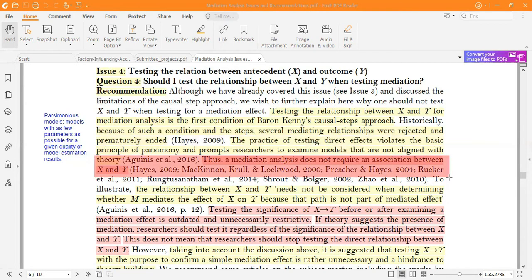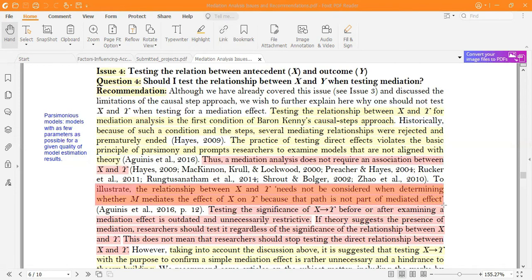Now, it's a new thought, right? It means that nowadays it's not necessary that there should be a significant relationship between the X and Y. If there is no relationship, no problem. For example, to illustrate, here it is written that the relationship between the X and Y need not be considered when determining whether A mediates the effect of the X on Y, because the path is not part of the mediated effect.